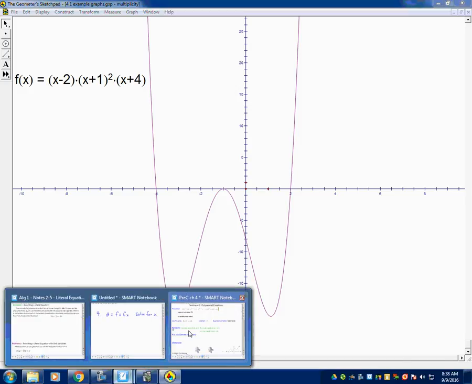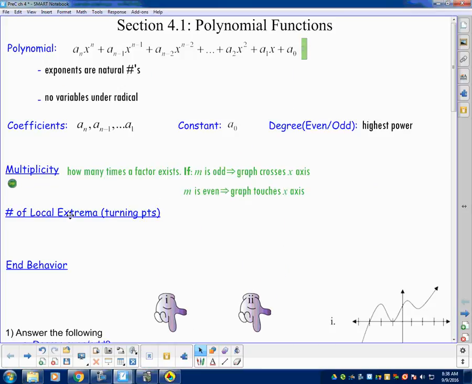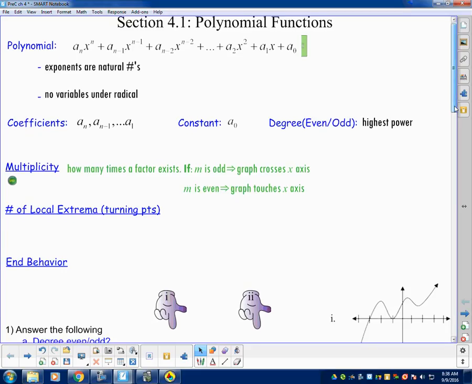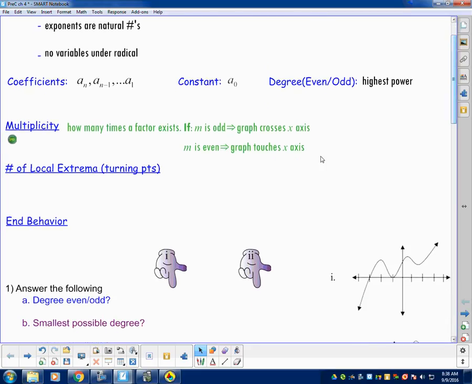So going back over here. Number of local extrema. This is a typical section 1 of a chapter in a math book. We got a bunch of definitions. The local extrema: if the degree equals n, then the max number of extrema is n minus 1. I put this all in caps. It doesn't mean that you will have n minus 1 extrema. It means that the max number would be n minus 1.